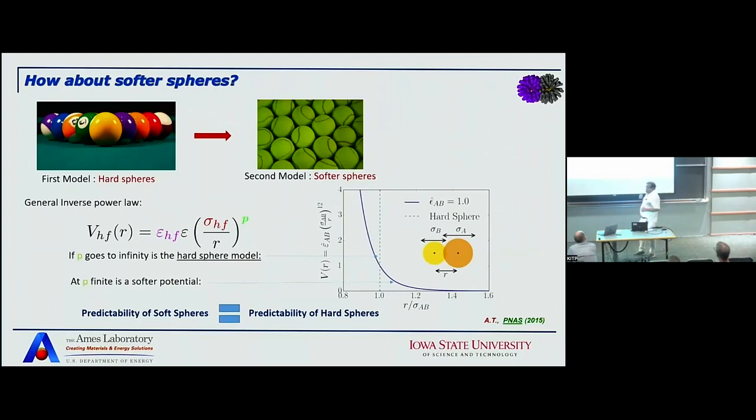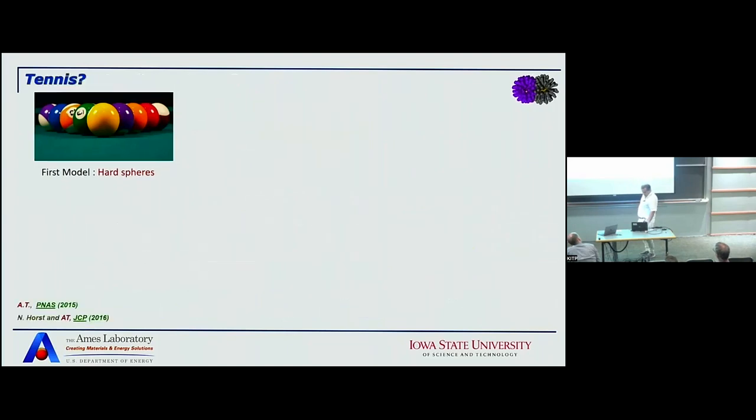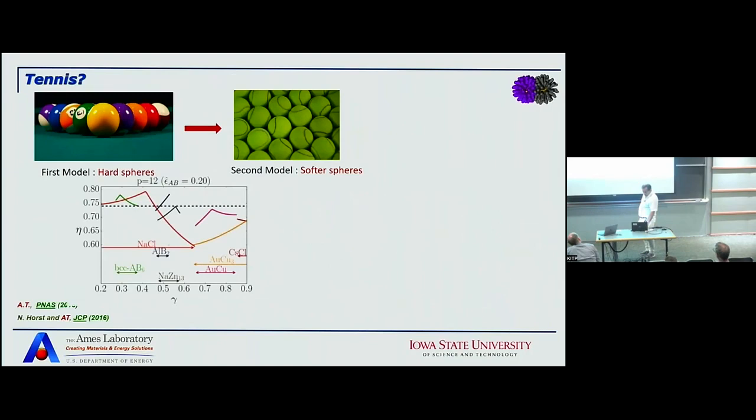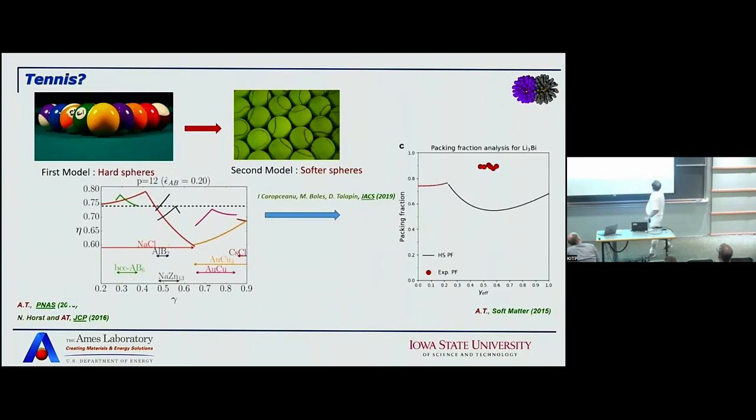So if I have to take a conclusion here, it is that you don't need to go to soft spheres. Just stay with the hard spheres, because at the end of the day, they are more predictive than the soft model. So here, for example, I have a typical binary superlattice, lithium 3 bismuth. This is the prediction of the hard spheres, and this is where the experiments are. Actually, this experiment was done after what I'm going to describe now.